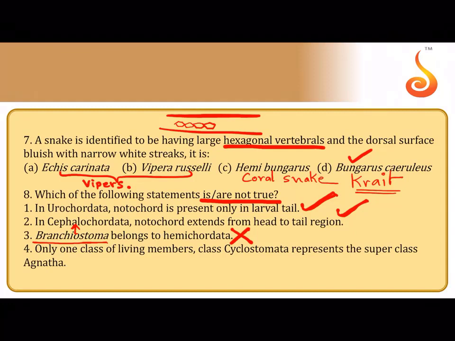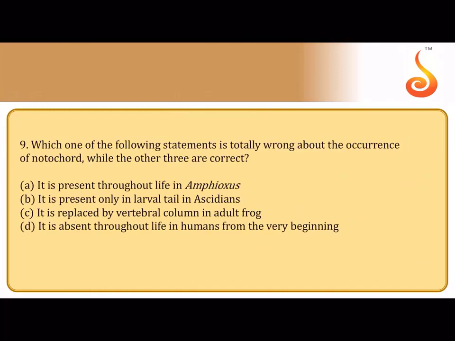Only one class of living members today, class Cyclostomata, represents the superclass Agnatha. Now it is not a superclass Agnatha, it is division Agnatha. So this is also correct, because under Agnatha we have only one living class, which includes Petromyzon or lamprey as well as Myxine or hagfishes today. So the only option that is incorrect is the third option over here. So here it was the last option. And for the eighth one, the third option is incorrect, because Branchiostoma belongs to Cephalochordata.